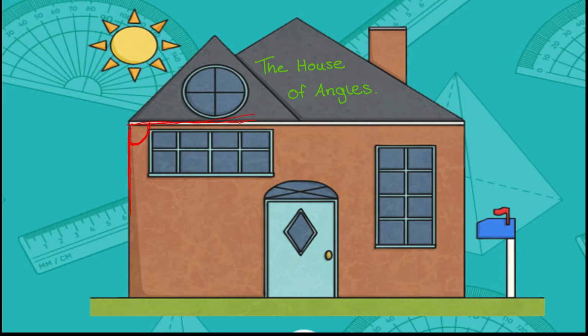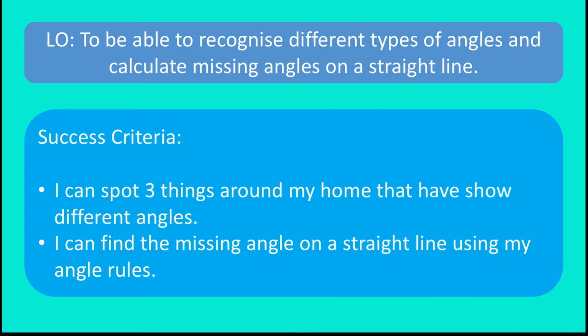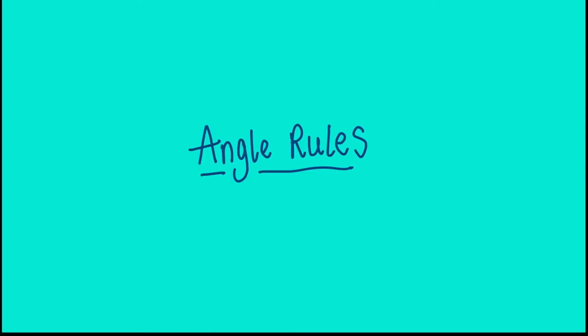But there's lots of different angles, and today we're going to recognise all these different types of angles, and we're going to use rules that we know to calculate the missing angles on a straight line. So by the end of today, we want to be able to spot at least 3 different things around our house that are showing these different angles, and that we'll be able to find the missing angle on a straight line using our angle rules. So let's think about our angle rules first.